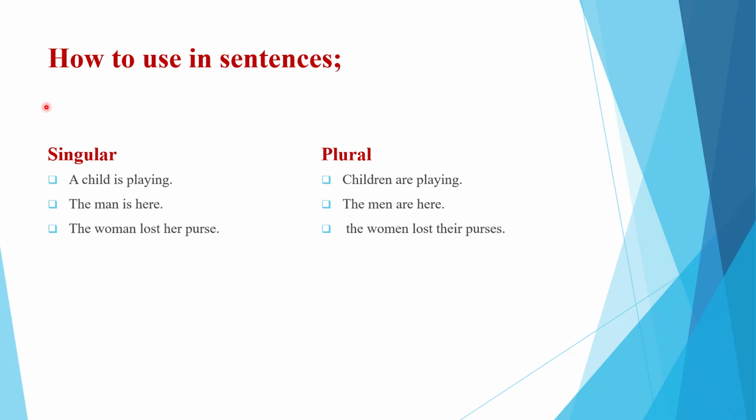So when used in sentences, you realize that an irregular noun in singular changes completely when you use it in the plural form, and the entire sentence changes, especially when you look closely at the way the words have been used in the sentence. Like for example, in singular, you can say a child is playing. In plural, a child is playing changes to children are playing. Then the man is here changes to the men are here. The woman lost her purse. You can talk of the women lost their purses.